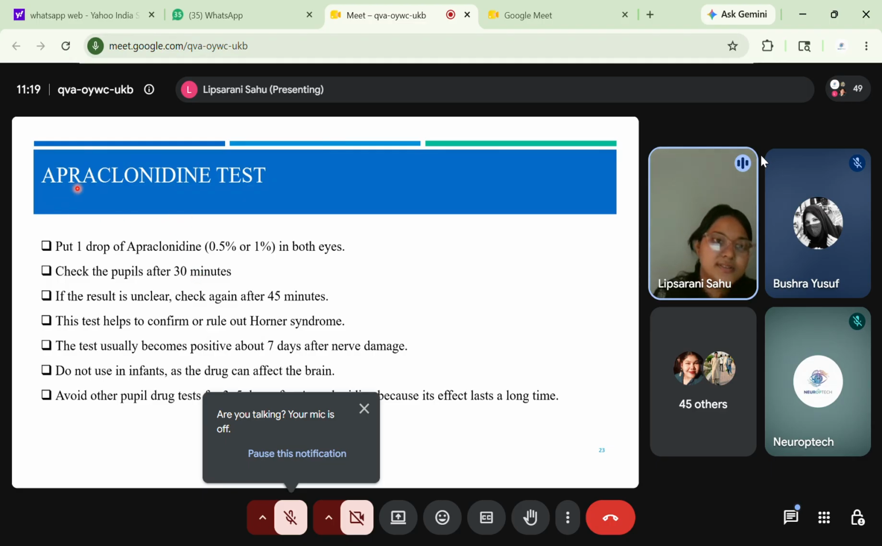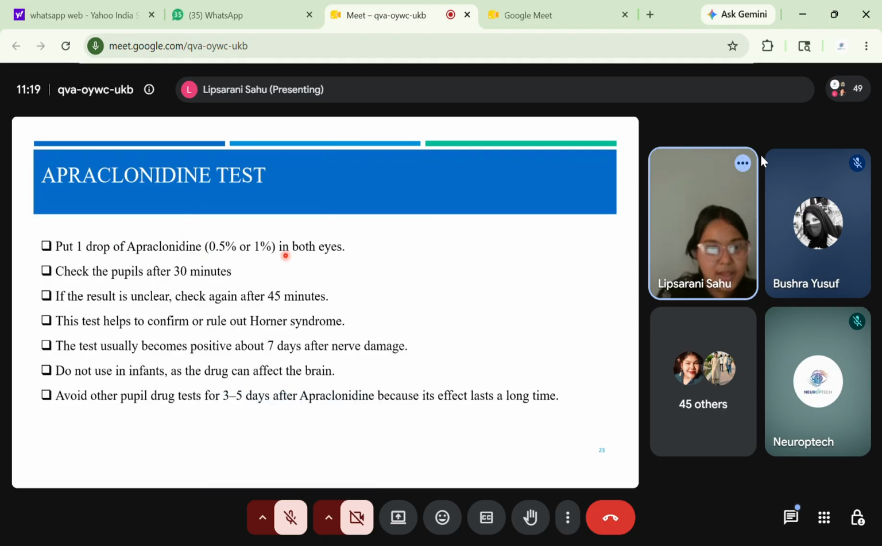In the apraclonidine test, we have to put 1 drop of apraclonidine in both eyes. We have to check for 30 minutes. If the result is unclear, check again after 45 minutes. This test helps to confirm or rule out Horner syndrome. The test usually becomes positive about 7 days after nerve damage. This test is not used in infants because it can affect the brain. We have to avoid other pupil drug tests for 3 to 5 days after apraclonidine because its effect lasts a long time.